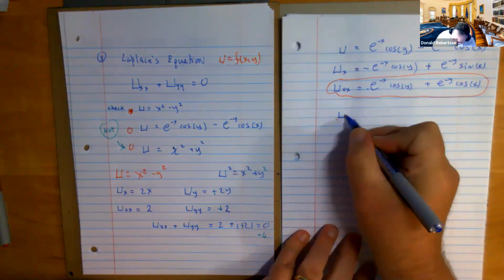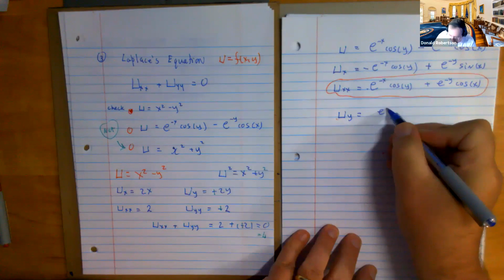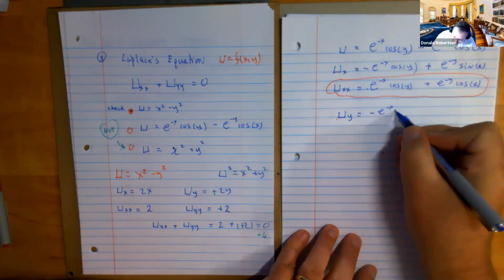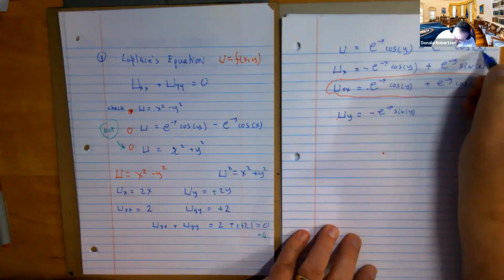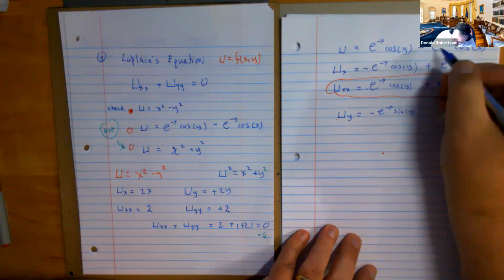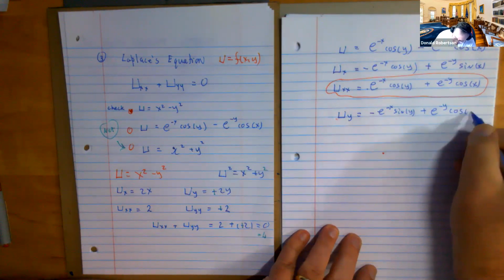With respect to y, won't you get e to the negative x? A cosine gives you a negative sine y. And this fella, well, e to the negative y gets you e to the negative y times the negative 1, so that's why this fella ends up being positive. Great.